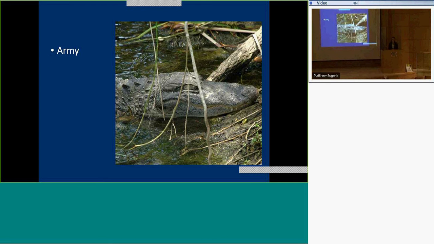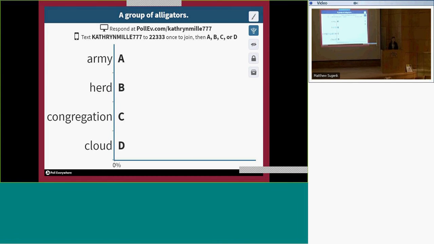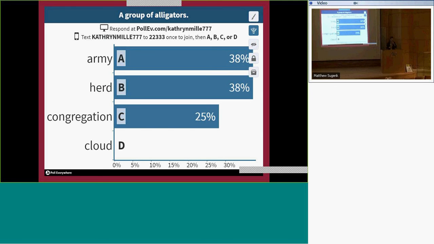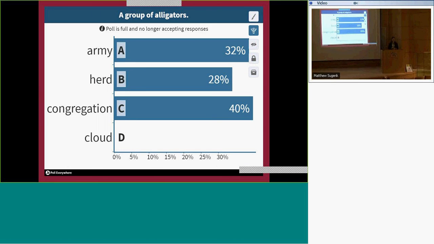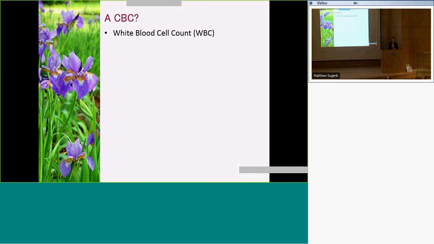What do you call a group of alligators? An army, a herd, a congregation, or a cloud? Or scary? Whoa! Yeah, I agree. A cloud of alligators would be ridiculous. You're right. It's a congregation. What they're congregating about, I do not want to know.